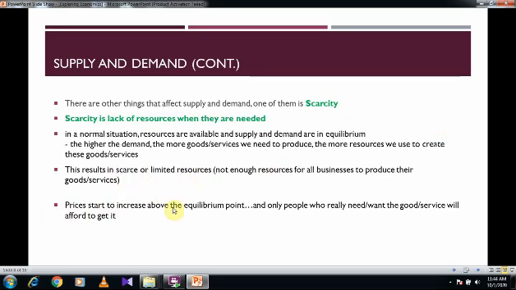The prices start to increase above the equilibrium point, and only people who really want it, who have more money than they need, will afford to get it. This usually happens when you go to the Red Sea cities. Water is not distilled over there. You cannot use tap water, from the sink. You need to go buy water bottles. Because they know that this is a scarce item, the price of the water bottle is relatively different and higher than the prices here.